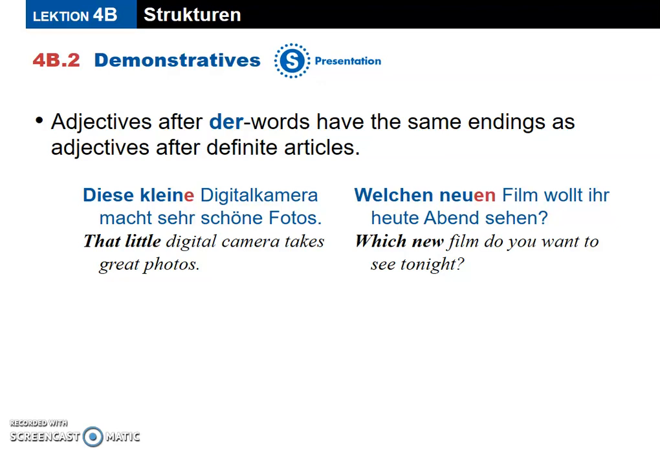So our two examples here, diese kleine Digitalkamera macht sehr schöne Fotos. That little digital camera takes great photos. And then welchen neuen Film wollt ihr heute Abend sehen? Which new film do you guys want to see tonight? So again, these are just like saying die kleine Digitalkamera or den neuen Film. They take the same endings as the der words and then the adjective endings that follow those.